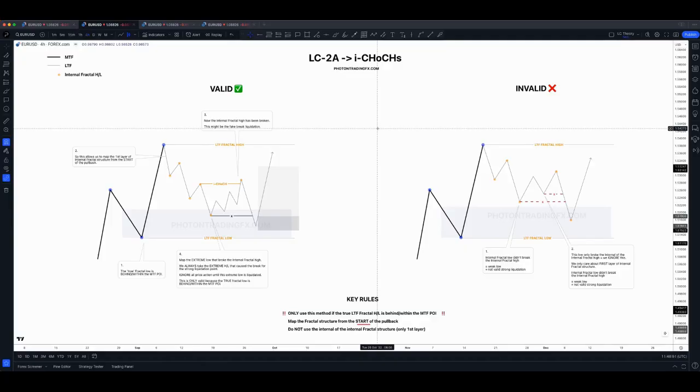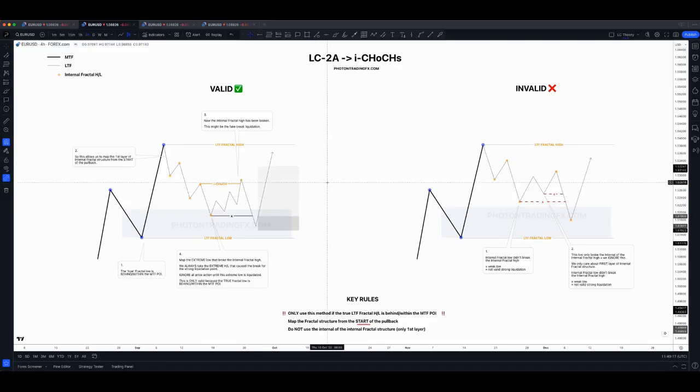The internal fractal structure is the fractal structure that occurs between the true fractal high and low. Okay, so it's extremely important that you are only using this method when, well, let me show you exactly when, but basically it is when the true fractal low is behind or within the POI. Let me go through it really slowly and it will become very clear.